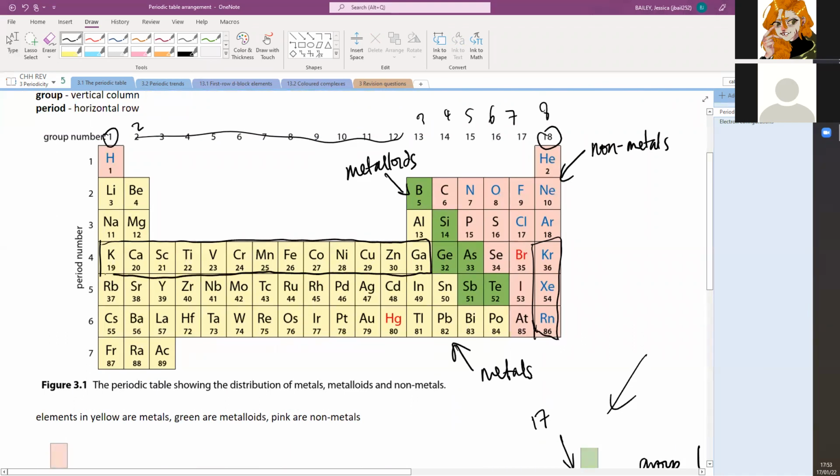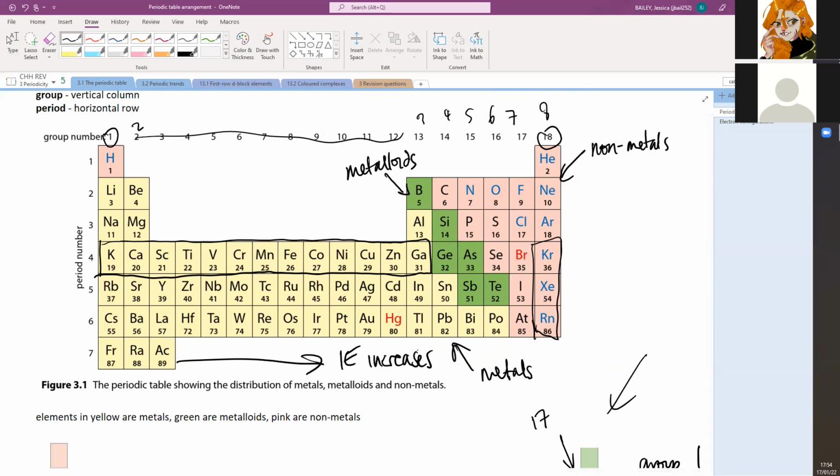It said the ionization energy increases as we go along the period. So when the ionization energy is low, that means it's more metallic. It has more metallic properties because the electrons can leave the atom easier to form metallic bonds. So on the left-hand side, it's mainly metallic properties, and hence they're metals.